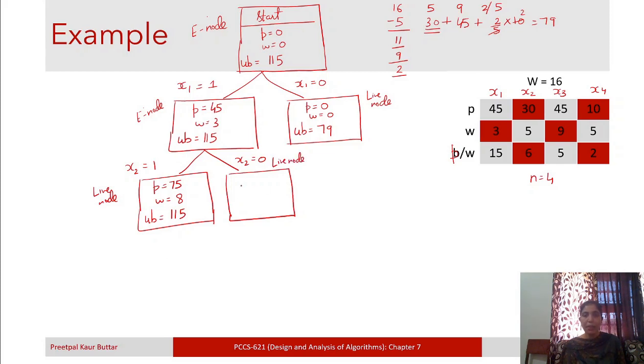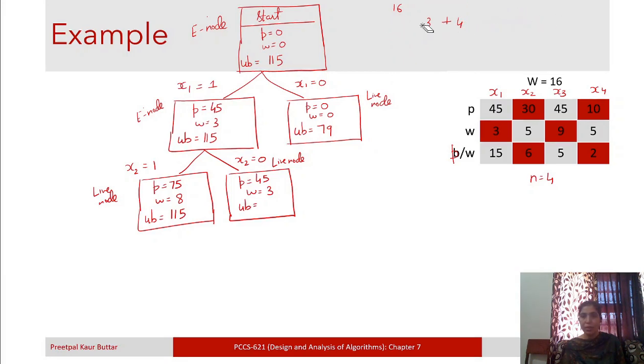Here we are not picking x2. So we are not picking x2. It means the profit will remain the same as the previous node. Nothing will be added, so it will be 45 only. Weight will remain 3 only. And now let us see what will be the upper bound.